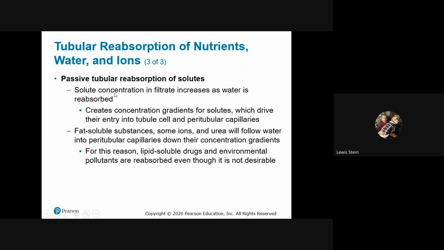So what happens is solute concentration in the filter increases, water is reabsorbed, and so that creates a gradient. So some of these things will follow water into the peritubular capillaries that are there, even fat-soluble substances. One of the problems: lipid-soluble drugs and environmental pollutants are resorbed, even though it's not desirable. That's a big problem. Fat-soluble substances tend to stay with you longer, okay?